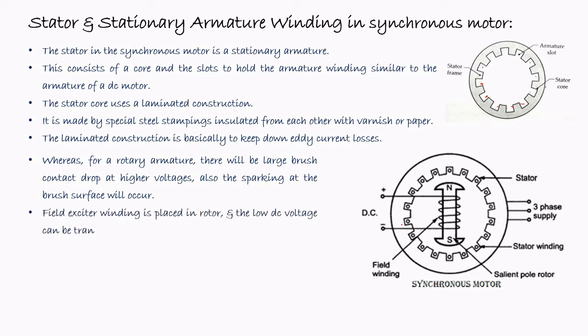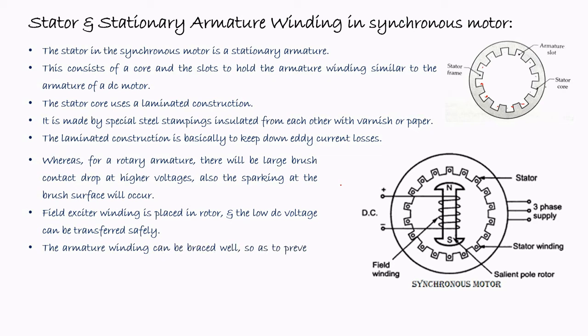The field exciter winding is placed in the rotor, and the low DC voltage is transferred safely. In case of synchronous motors or synchronous generator, the field winding is placed on the rotor where the DC supply is given. Due to this DC supply, a constant magnetic field is produced, and the voltage of the DC supply is fixed. It should not be changing. It will be a constant DC supply voltage, and the value of the voltage is very low. It is around 220 volt or 110 volt, and so on.